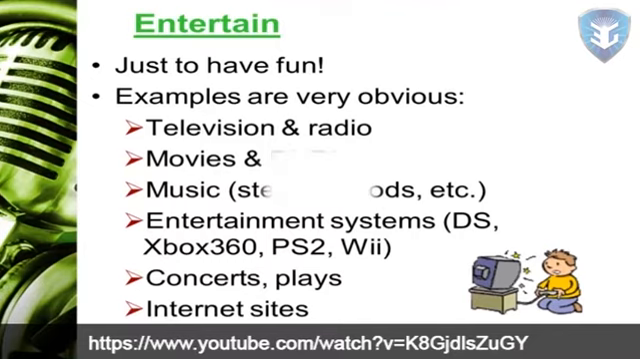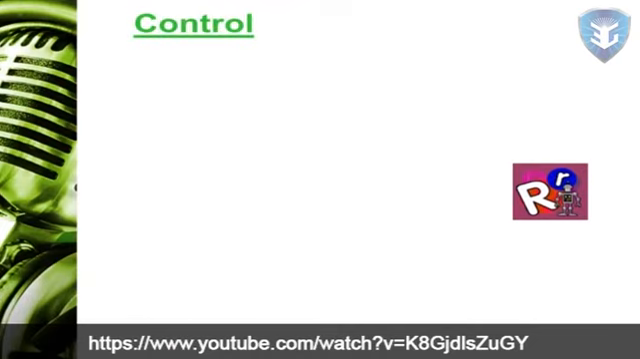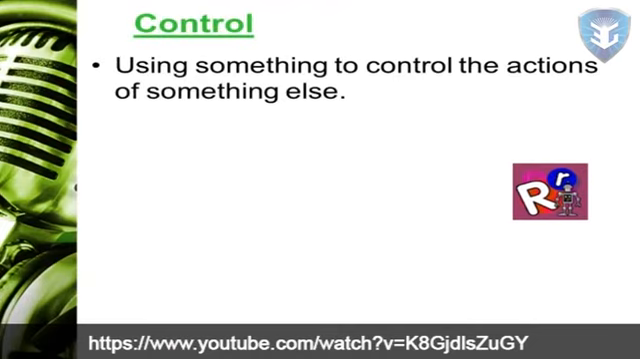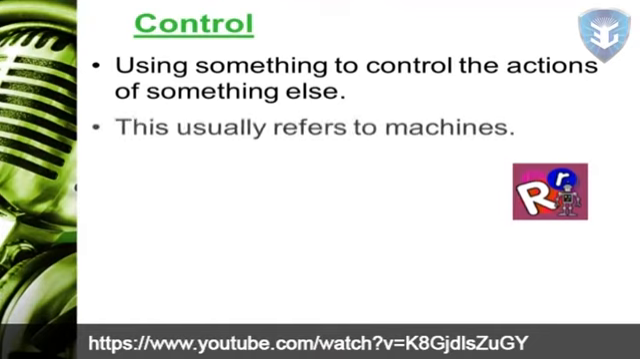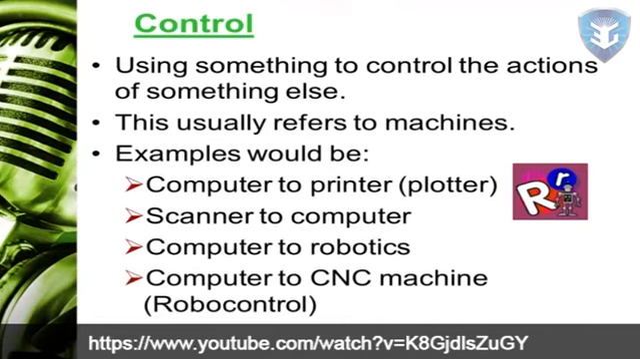The last reason in here is probably the one that you would not recognize if you had to think about it without putting a lot of thought into it, and that would be to control, using something to control the actions of something else. And when we're talking about this, we're normally talking about machines. Examples would be when your computer sends information to a printer or a plotter, your scanner scanning something for the computer, the computer operating robotics, or the computer to a CNC machine, which in the physical classroom in our school, we use that for the robo-control machine.